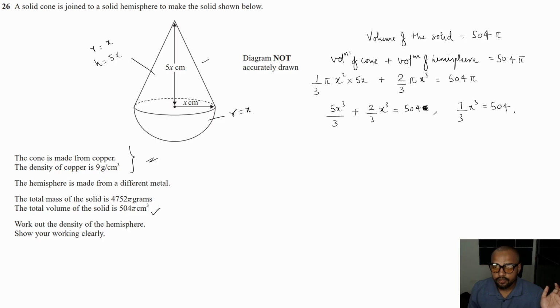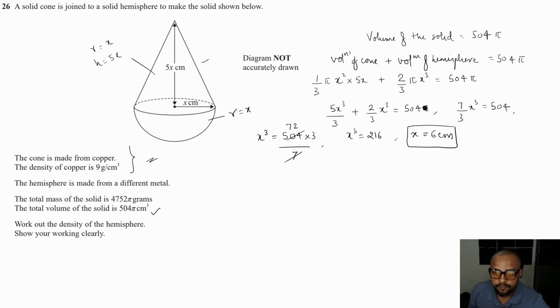Okay, so from here we'll be calculating the value of x cube, that will be 504 cross 3 by 7. So it is coming 72. X cube is equal to 216. So the value of x will be 6 centimeters. Okay, this is the value of x.